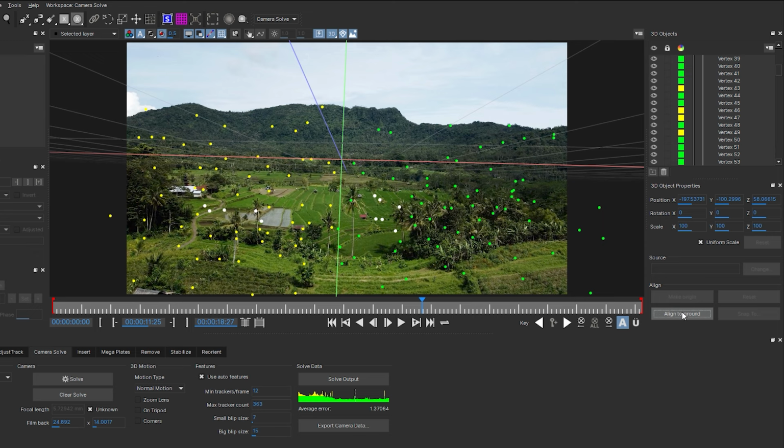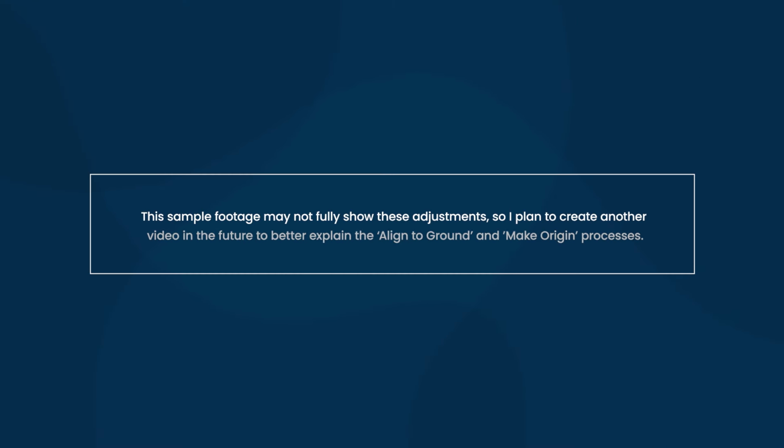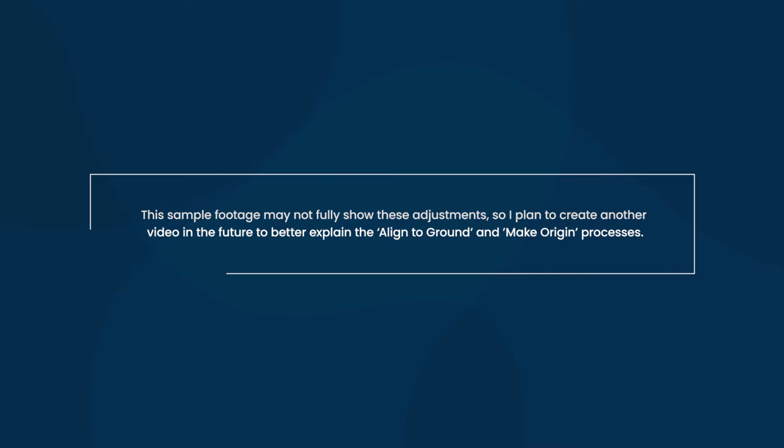Now click this button to rotate the entire scene so that the selected points align with the ground plane. You should see a change in the scene's alignment. This sample footage may not fully show these adjustments, so I plan to create another video in the future to better explain the Align to Ground and Make Origin process.